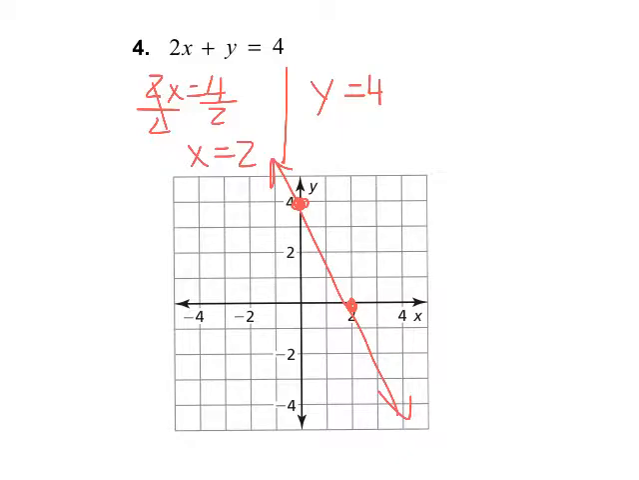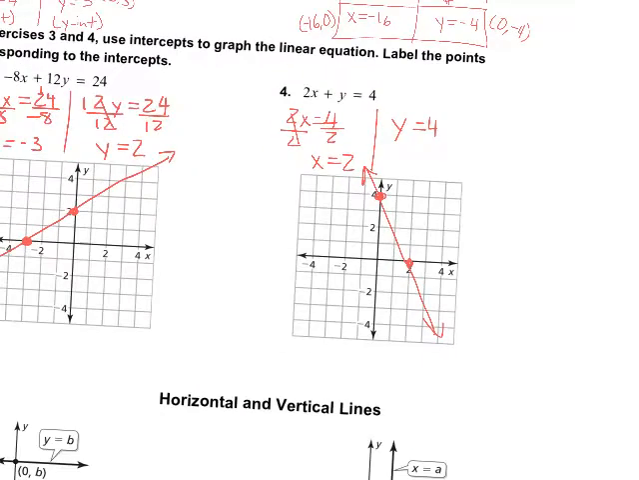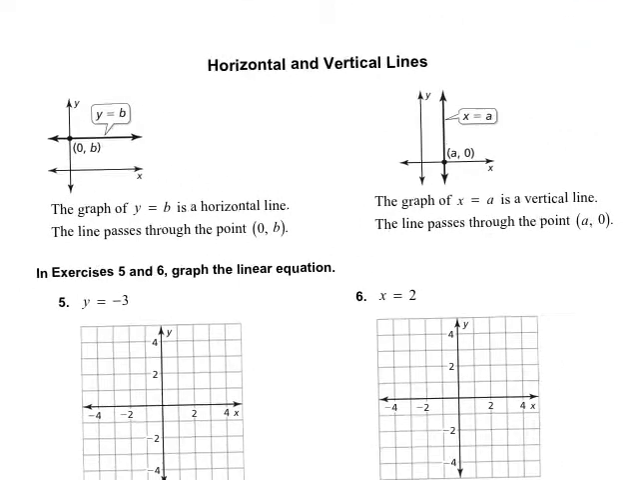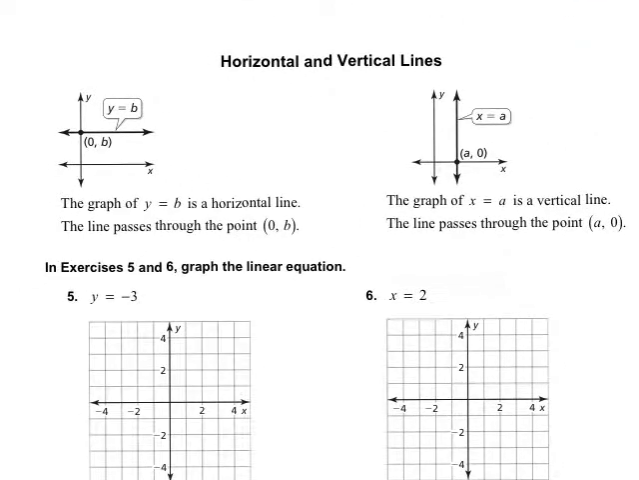Okay, so let's just look at one more thing before you guys are turned loose on your preparation. Horizontal and vertical lines. So I like to call these kind of special case lines. They look special when you write them down because it's just x equals a number or y equals a number. Okay, so x equals a number or y equals a number.